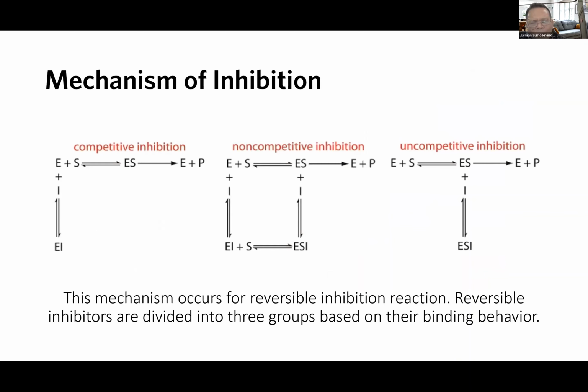Now let us discuss the mechanism of inhibition. This mechanism occurs for a reversible inhibition reaction. Reversible inhibitors are divided into three groups based on their binding behavior. For example, the first one is the competitive inhibitor. In this case, we can see that the inhibitor competes with the substrate in the same active site.